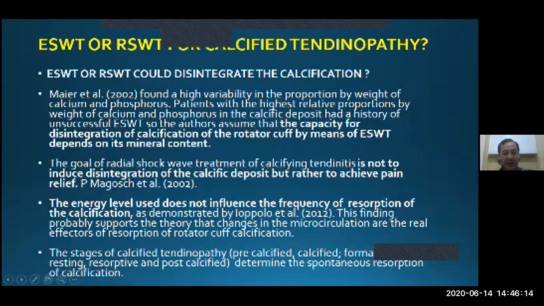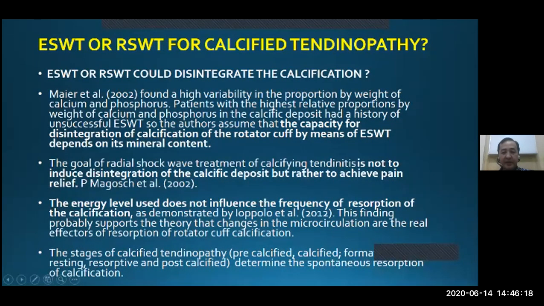So the goal of radial shockwave treatment of calcifying tendinitis is not to induce disintegration of the calcific deposit, but rather to achieve pain relief. And the energy level used does not influence the frequency of resorption of the calcification. And the stage of calcified tendinopathy also will determine the spontaneous resorption of calcification. So this is very important.